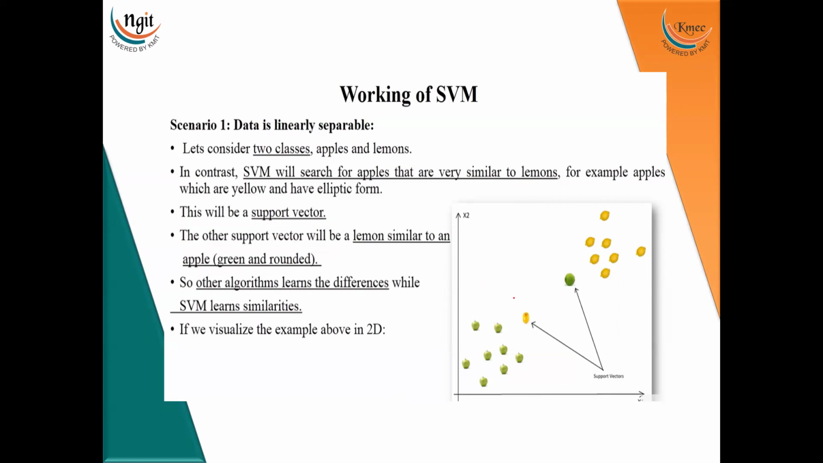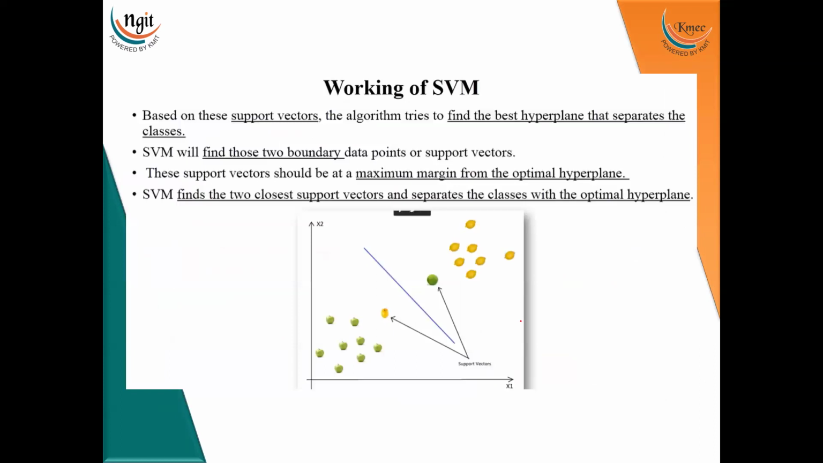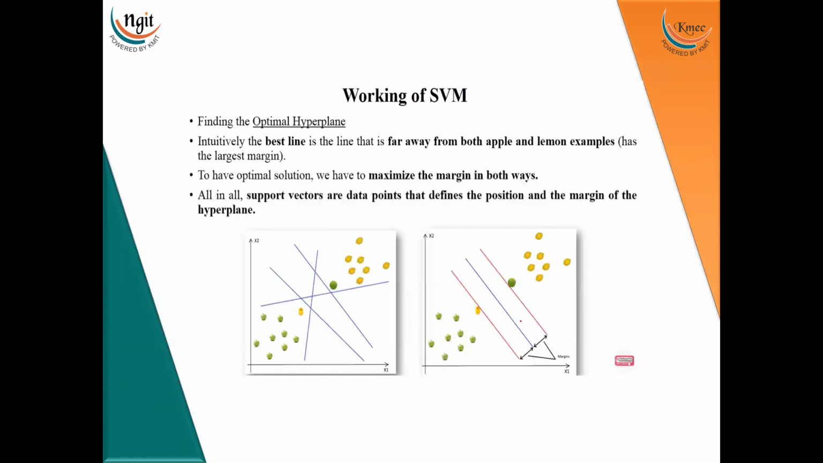Other algorithms learn the differences, while the SVM will try to learn the similarities. The same thing if you visualize this example in two dimensions. It will be something like this. See here.